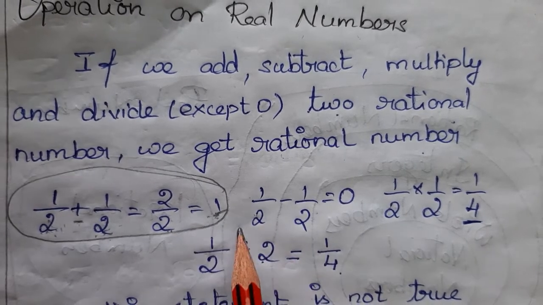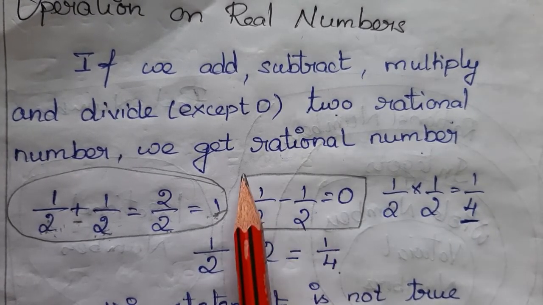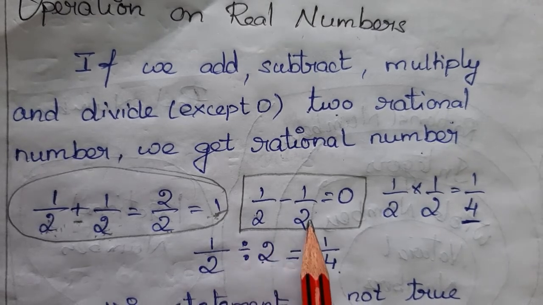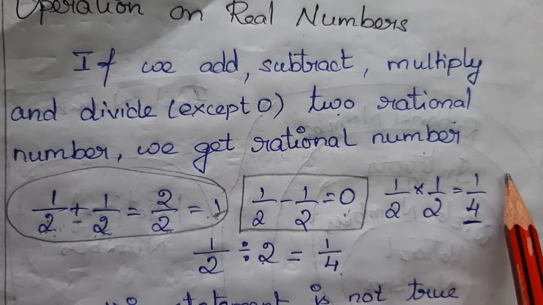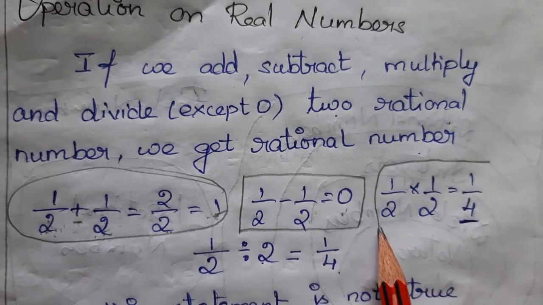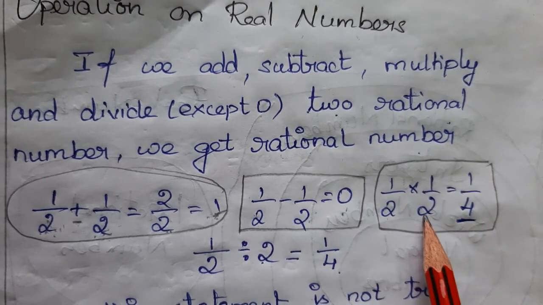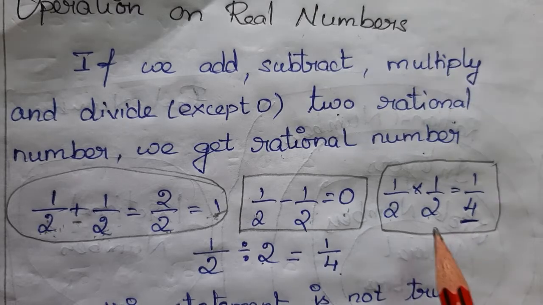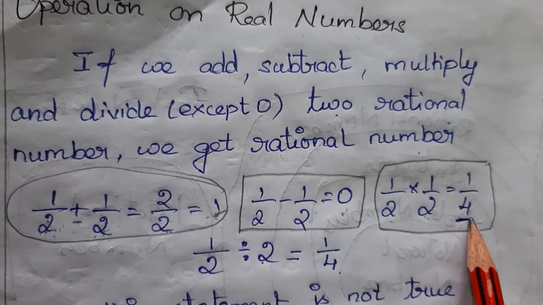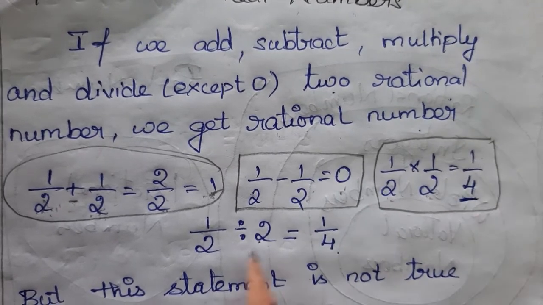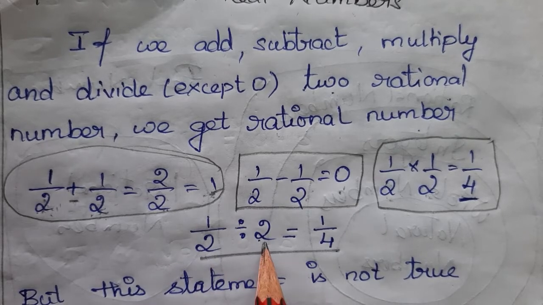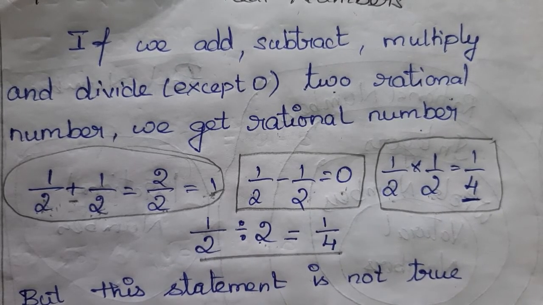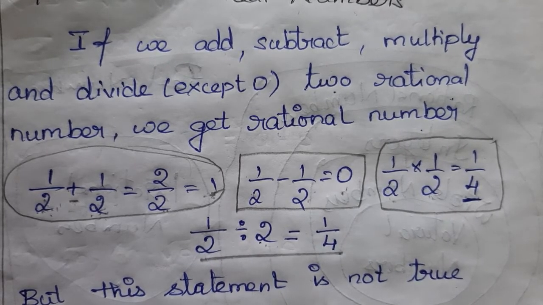The same way when we see for the subtraction, 1 by 2 minus 1 by 2, the result is 0. 0 is a rational number. When we go for a multiplication, 1 by 2 into 1 by 2, the answer is 1 by 4. So 1 by 2 is a rational, 1 by 2 is a rational. When we multiply both, the result is also a rational. Here we go for a division. So 1 by 2 is a rational number and 2 is a rational number. If you divide, the answer is 1 by 4, which is also a rational number.